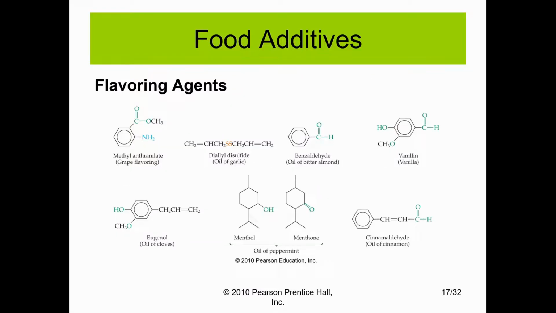Many molecules have their own unique taste and smell. For example, vanillin, pictured in the top right here, is the chemical that's responsible for the smell of vanilla. If you've ever used vanilla in baking and gotten that strong smell, it's this molecule here. Diallyl disulfide is responsible for some of the flavor and smell of garlic. Often these chemicals are used as food additives in order to enhance the smell or flavor of a food.